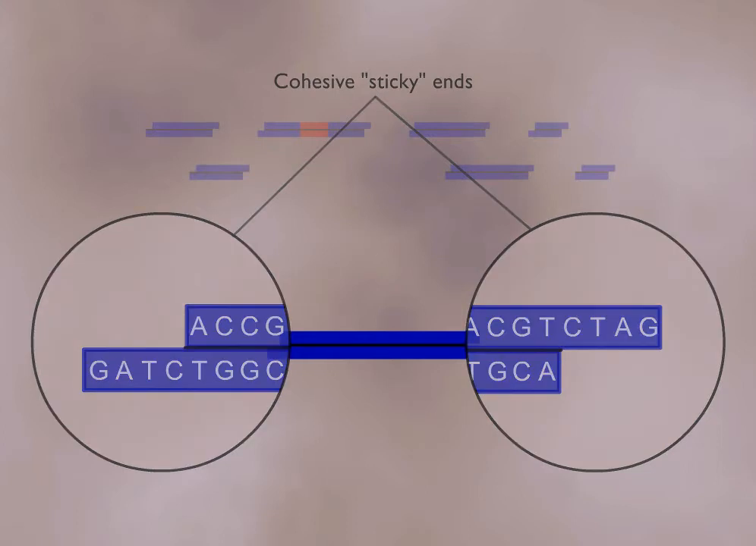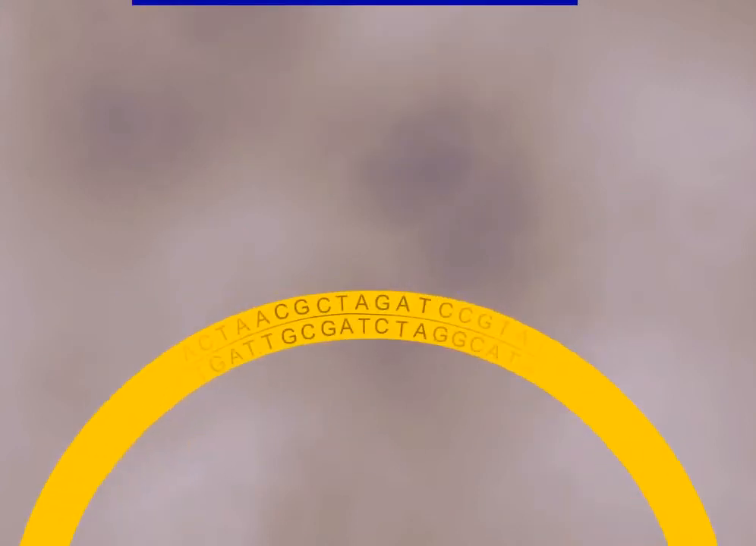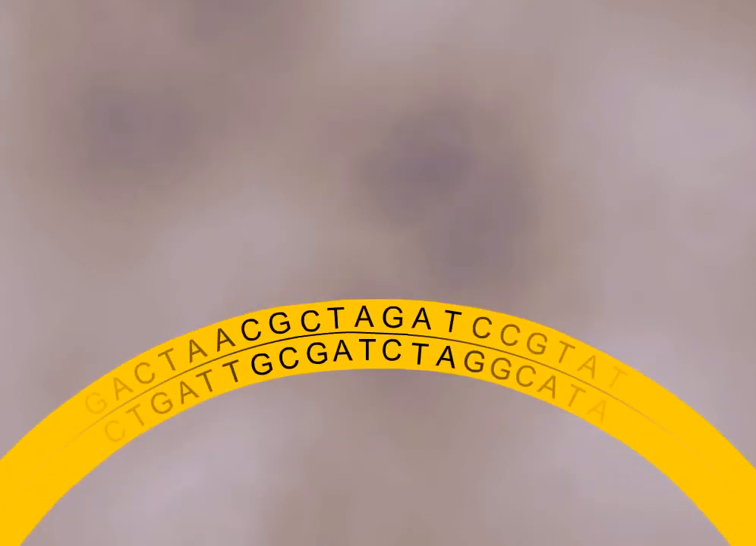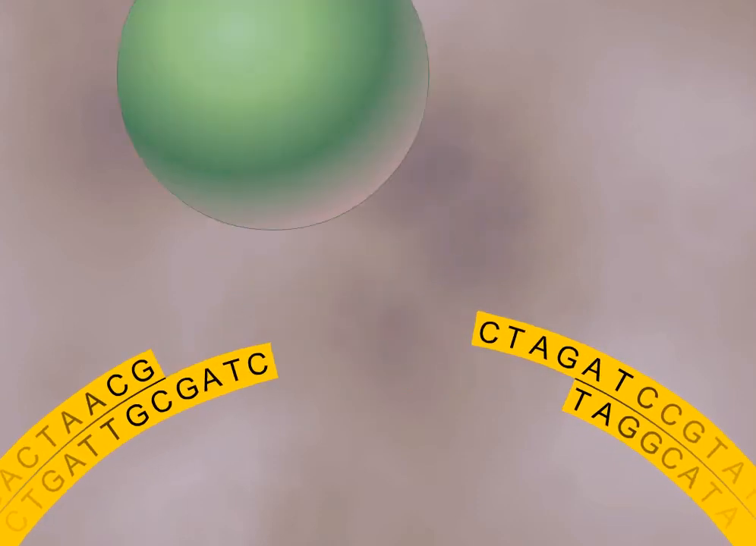The DNA fragments are then incorporated into plasmids. The type of plasmid used for cloning has a single restriction site, and when cleaved by the restriction enzyme, generates the same cohesive ends that are in the fragments of the DNA to be cloned.